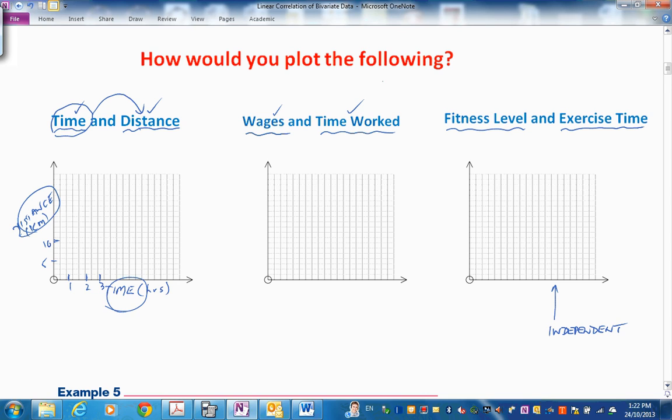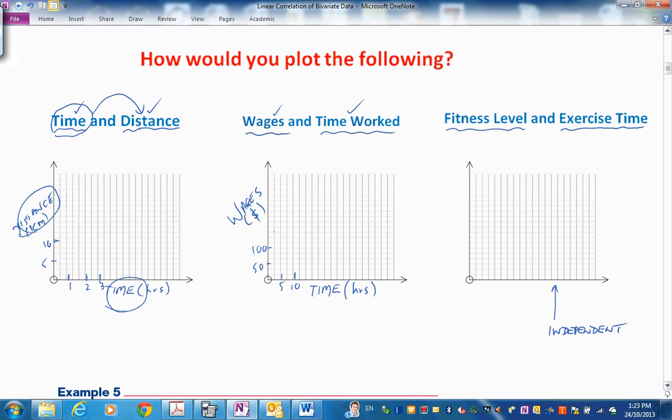Wages and time worked. As more time goes by, you earn more wages. So time is here, and this is in hours. That's the independent variable, and the wages depend upon that, and that's going to be in dollars. And again, you need to mark in some scale, not just putting the units. It could be 5, 10, etc. You must put a number there as well in each case. It could be $50, $100, whatever.